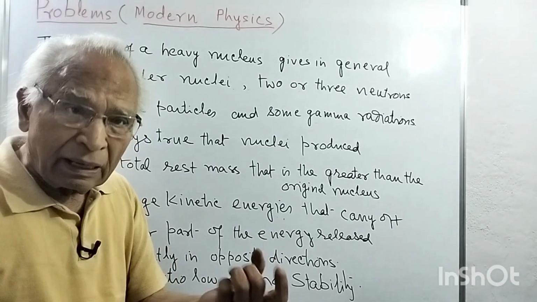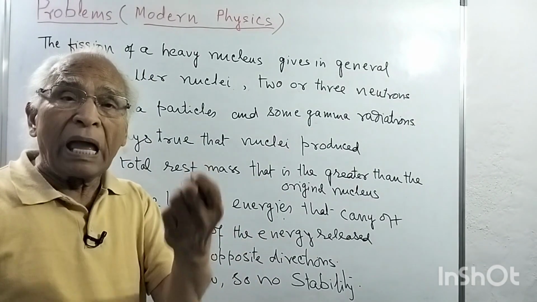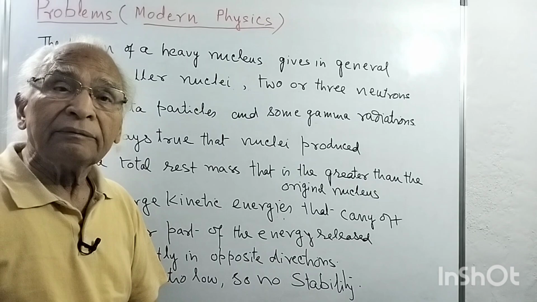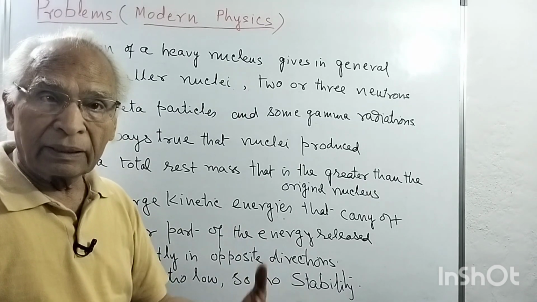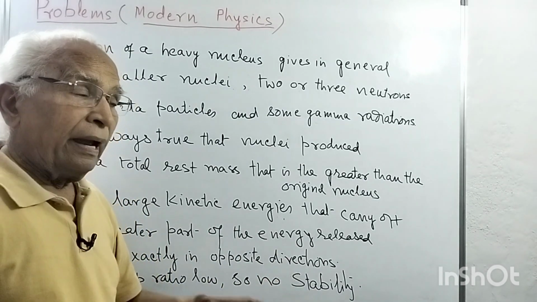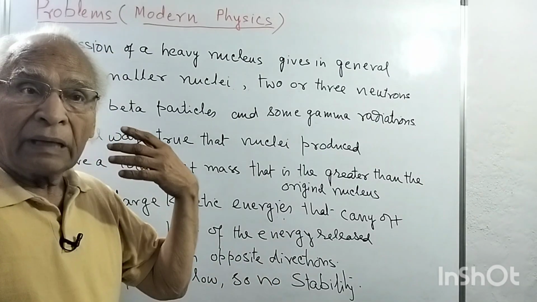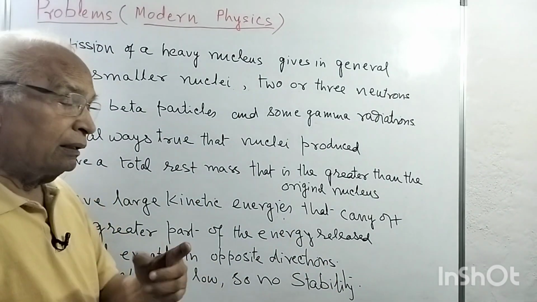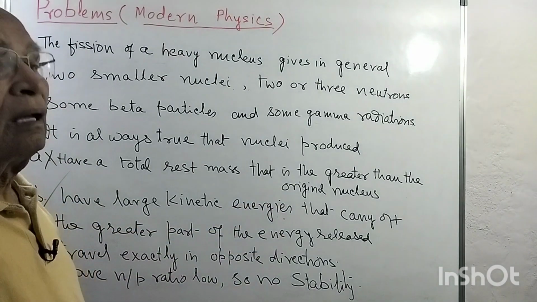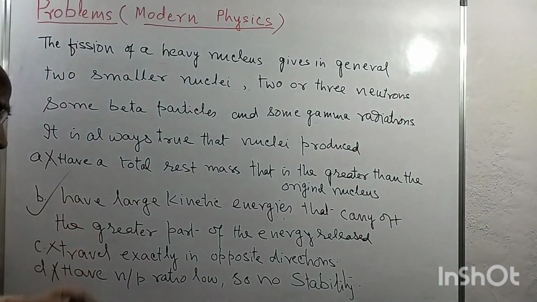And very small, as I told you, around 5 MeV of energy is taken by the beta particles, gamma radiations and neutrons. Most of the energy, around 195 MeV, is taken by the fission fragments. So this is correct. In this way, this question is done. The answer of this question will be option B.